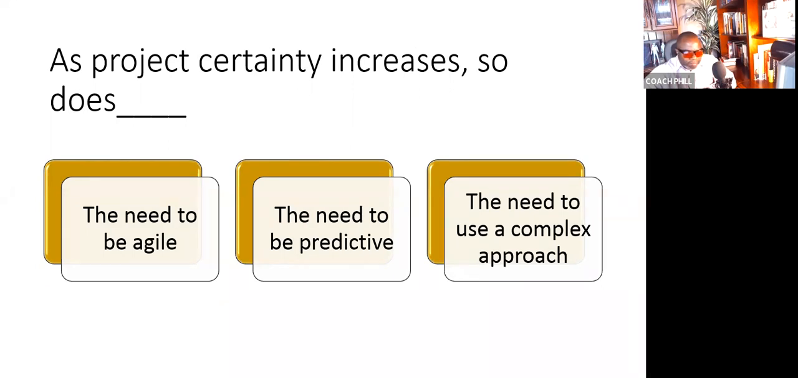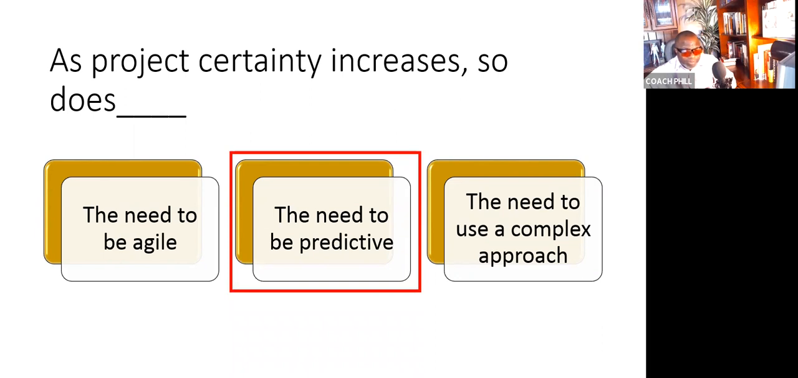Okay, time up. If you need more time again, hit that pause button. The answer to this question is, as project certainty increases, so does the need to be predictive. There's no need to use a complex approach. We don't want our approach to be complex. We want to use an approach to address certainty, right? Even if the question said, as project certainty decreases, so does, the answer wouldn't be C. You wouldn't want to use a complex approach.